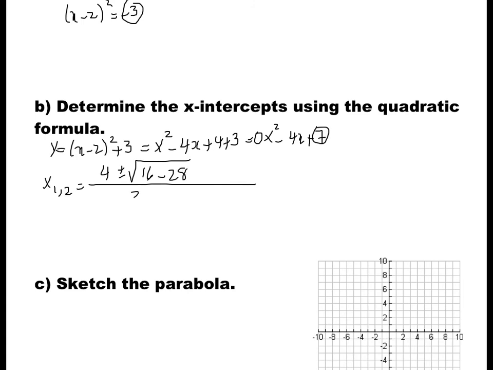over 2a, which is 2. As you can see, 16 minus 28 gives negative 12, and the square root of a negative number is not defined. So this does not have any solution, exactly like what we did before. Again, I'm going to leave the sketch of this graph to you. You can do it by yourself.